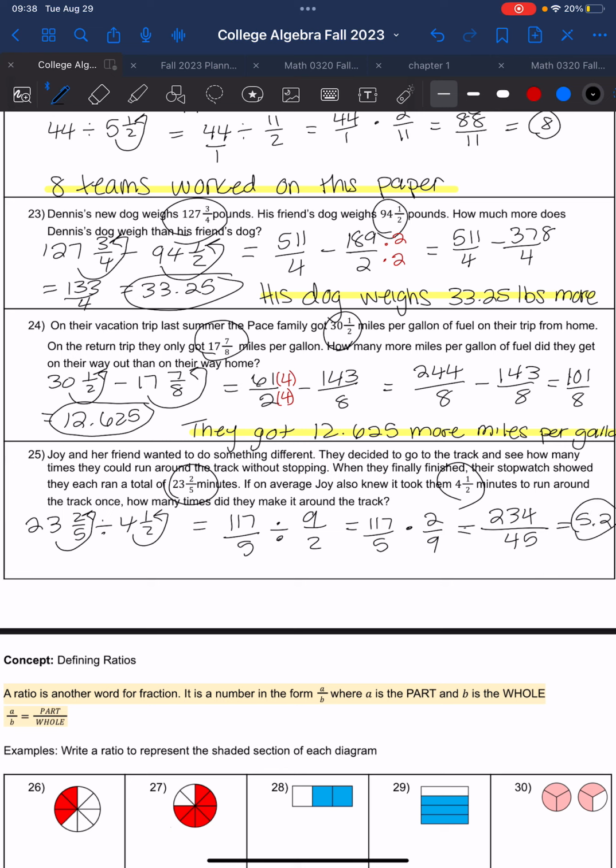But remember, I got to write this in a sentence. So the question was, how many times did they make it around the track? So I'm going to write, they ran about 5 laps around the track. This is my answer.